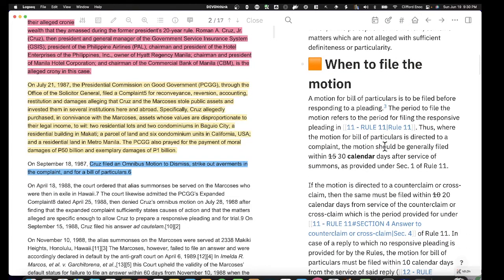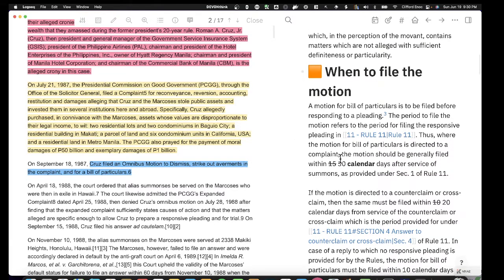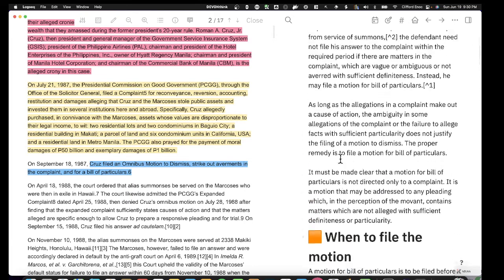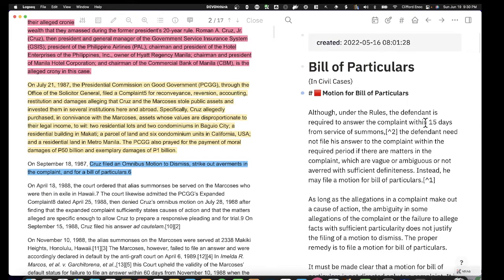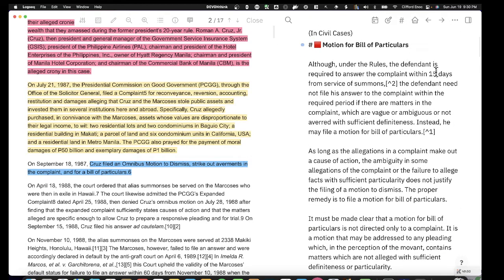So, when to file the motion of bill of particulars? Actually, sa notes ko to previously na ito. Okay, 30 days. When to file? Wait, my reference here, I think this is 30. 30 na siguro nito.